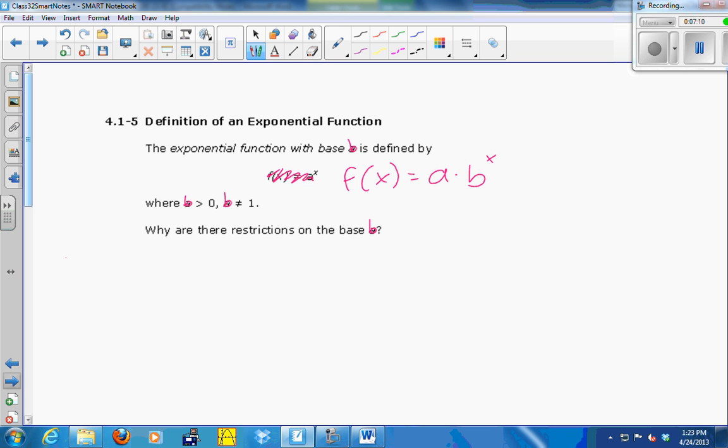So first, let's imagine what would happen if b equaled 1. Then my function would be y equals a times 1 to the x. And what's 1 to the x? 1 to the anything is 1. So this should be a times 1, which is a. So if b equals 1, this is just a constant function. It's just a horizontal line, which is not exponential growth. So that's why we rule out b being 1, because it's not exponential growth. It's just a line.